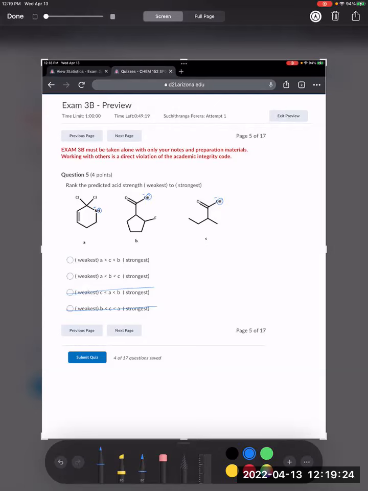Feature 2 is the charge delocalization. In both cases, you have a double bond, one bond away from the negative charge. Therefore, you can have charge delocalization or resonance stabilization in both cases. So feature 2 doesn't cut it.